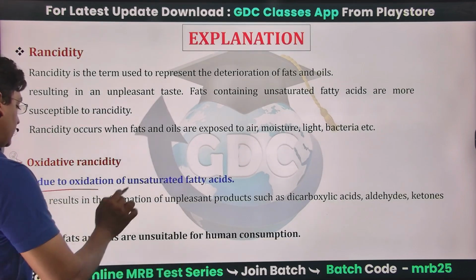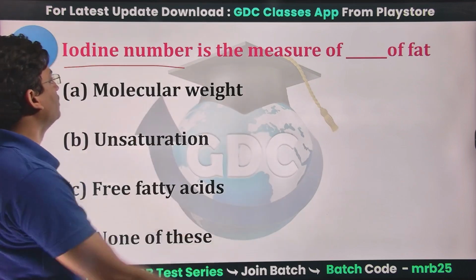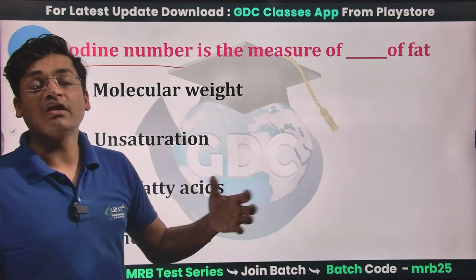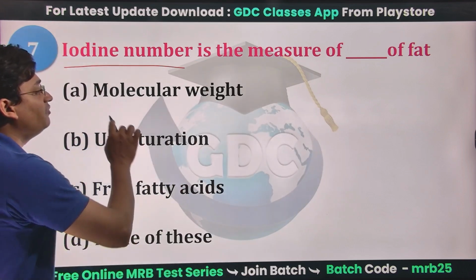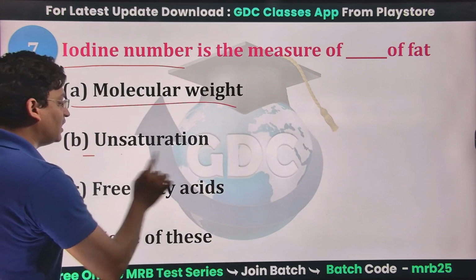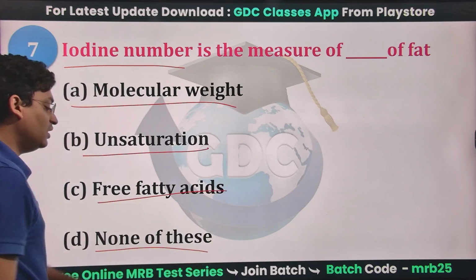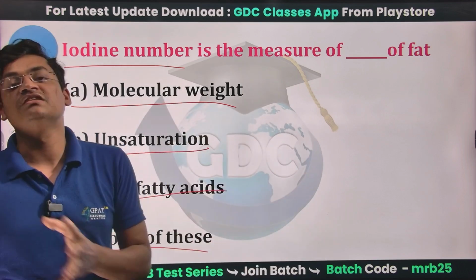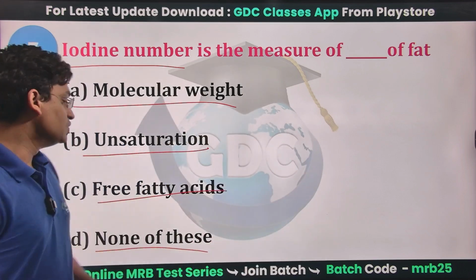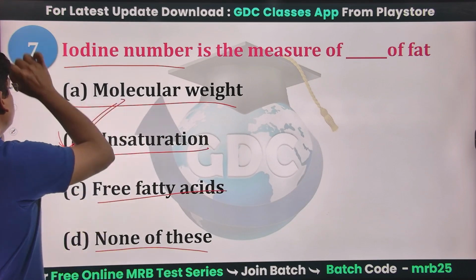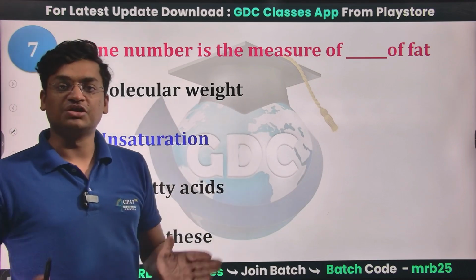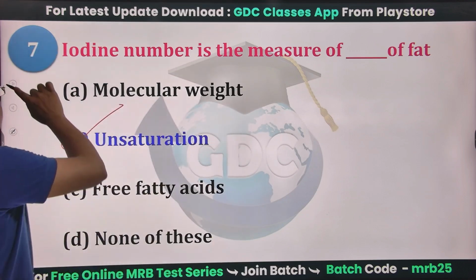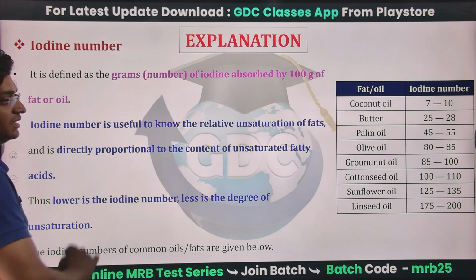All right. In the next question, the iodine number is the measurement of fat. Iodine number gives what type of measurement? Molecular weight, unsaturation, free fatty acid chains, or none of these. Basically, this iodine number provides you the total unsaturation in that particular fatty acid chain. So yes, the total unsaturation inside a fatty acid chain is measured via this iodine number. So yes, B will be the right answer here.